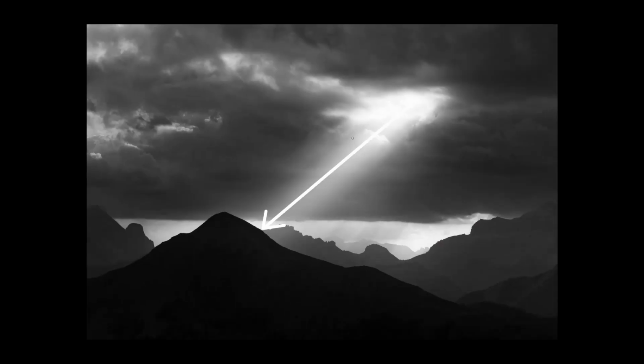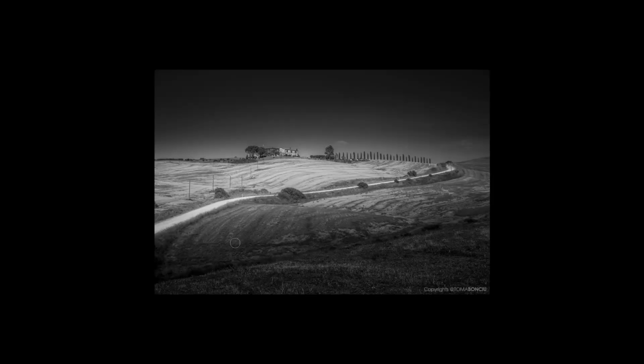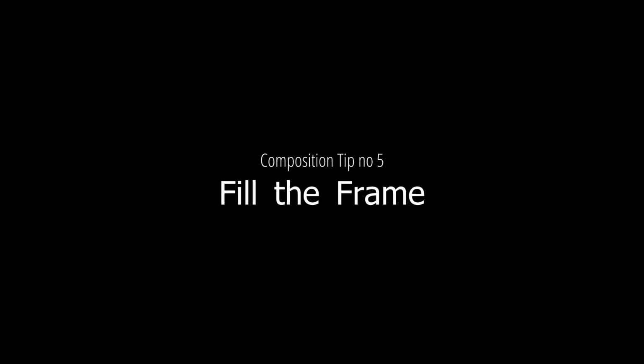For example, over here, the ray of light becomes a leading line that points the attention of the viewer to the peak over here that has a high contrast and becomes the subject of the photo. Or for example, right here where I have this road, and this road becomes a leading line.